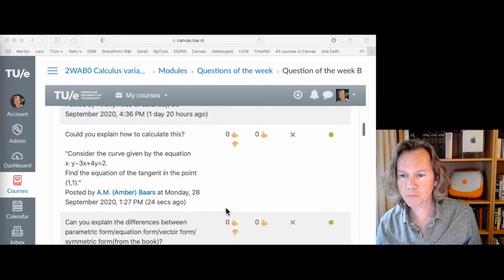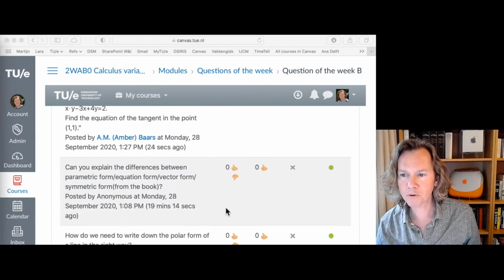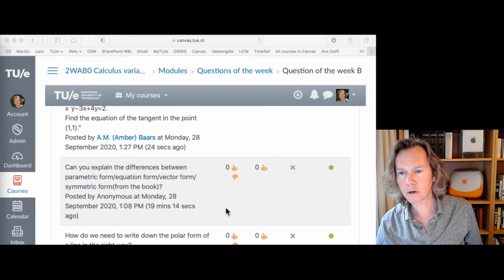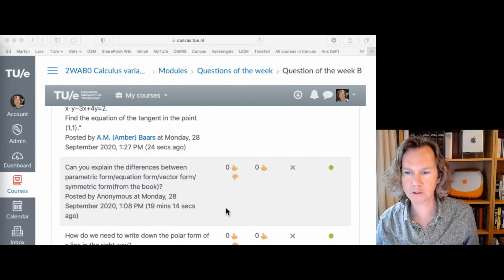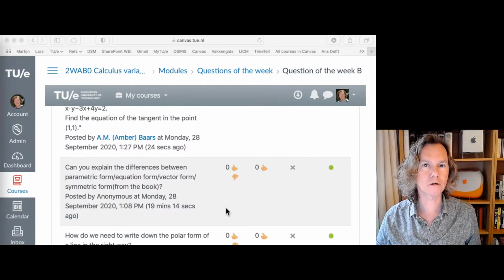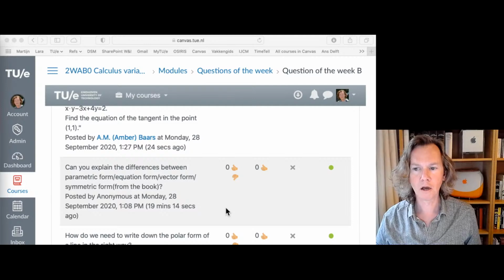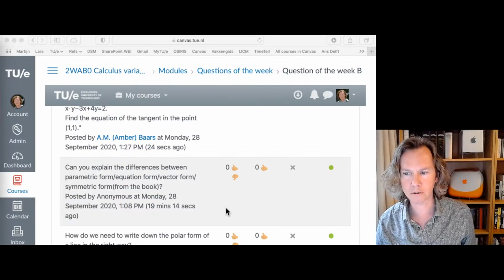Can you explain the difference between parametric form, equation form, vector form, symmetric form from the book? That is not sufficiently clear here. You have to elaborate for this question. I don't understand what the question means. Maybe refer to the book and the page where this is covered, because I do not get the question here.